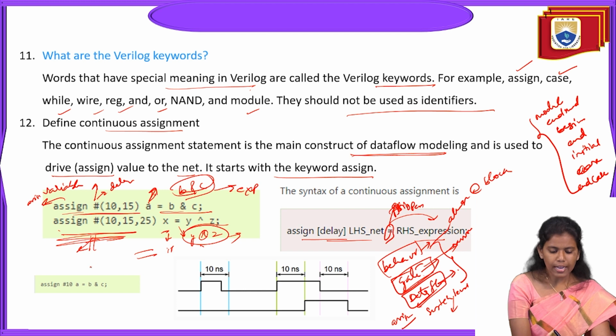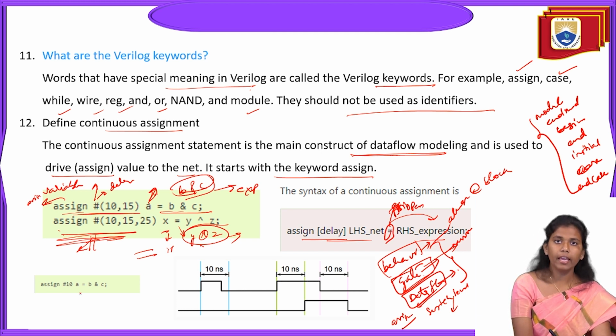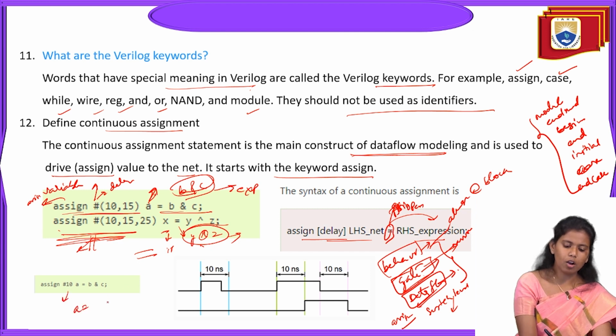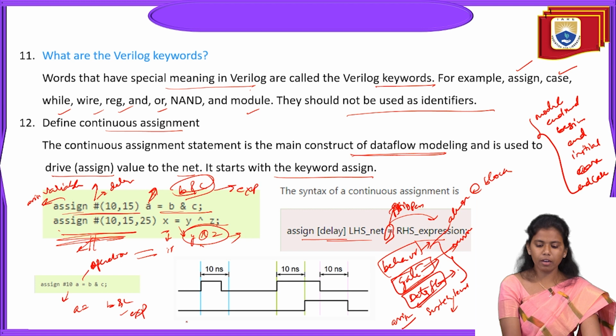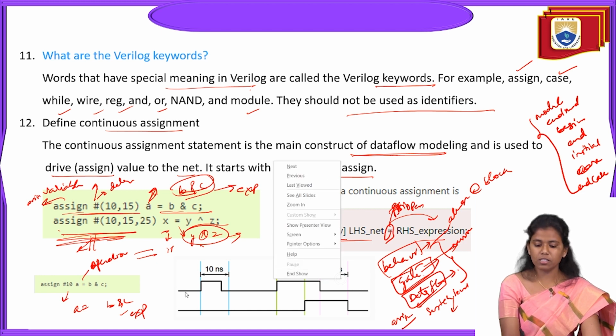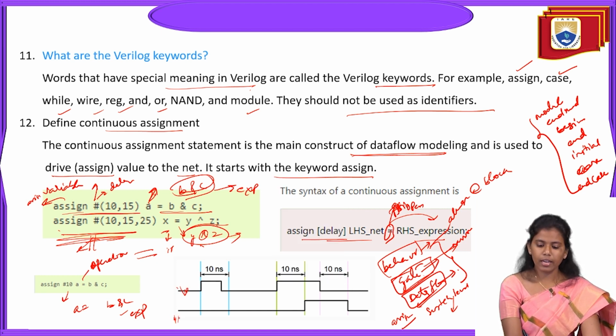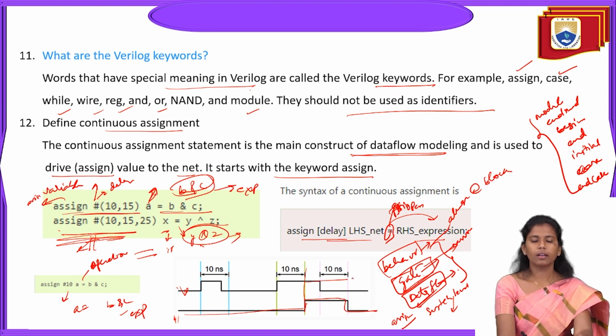So here if you observe, assign #10 delay, A is a variable, B and C are expressions, and equals to is the assignment operator. Okay, so here this is a diagrammatical representation with respect to the delays. So here we have three delays, 10 nanoseconds, 10 and 10 nanoseconds. But my output is taking its transition at the 10 nanoseconds of delay. Okay, so totally 10 nanoseconds of delay I am able to represent. So this is how the continuous assignment goes on.